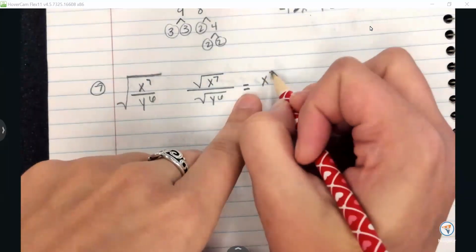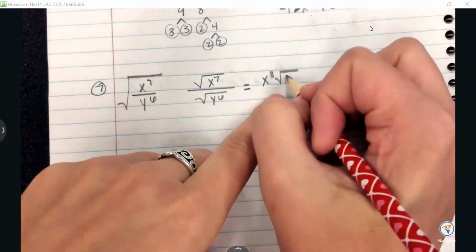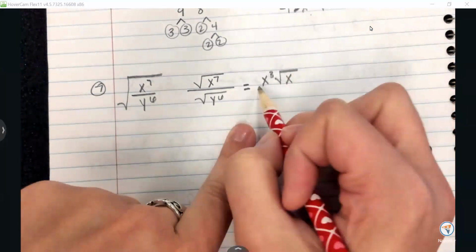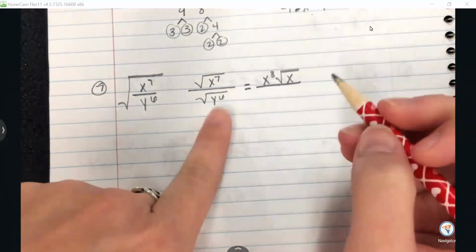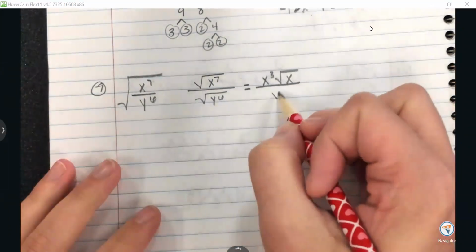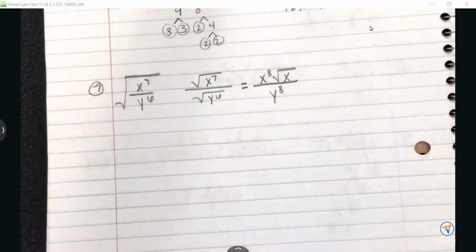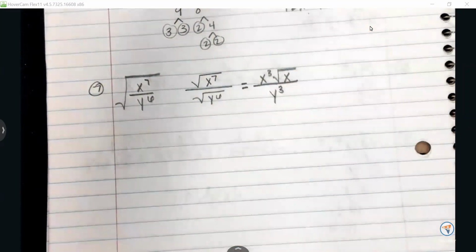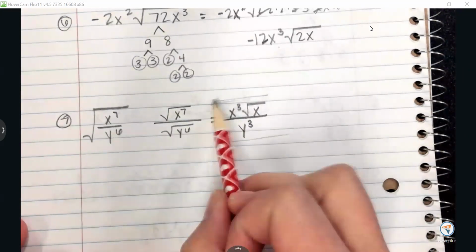If I have 7 x's on top, how many groups of 2 can I take out? So I can take out 3 groups, but how many are left over? 1. All over, in my denominator, I have 6 y's. How many groups of 2 can I take out? 3 of them. Can anything simplify or cancel? No. Okay. But let's go look at this one. This would be your final answer.